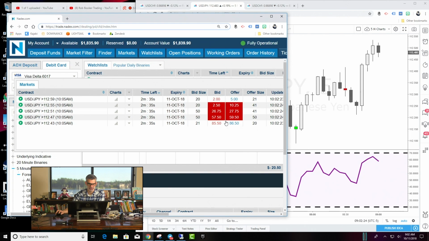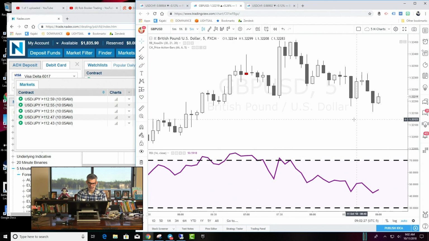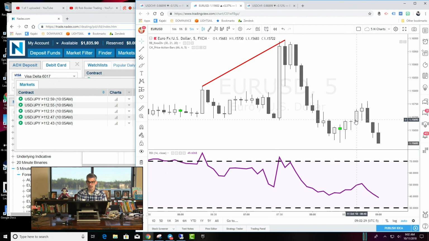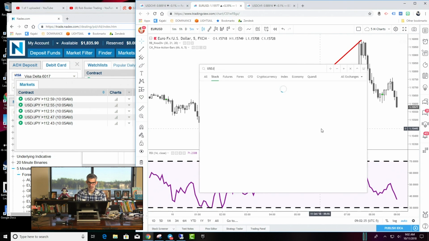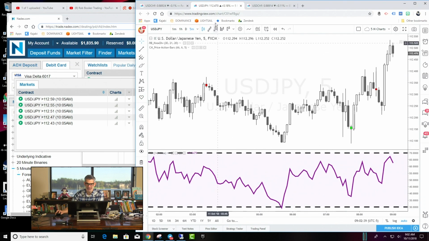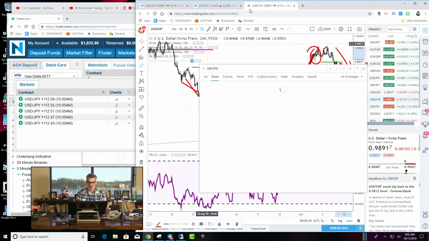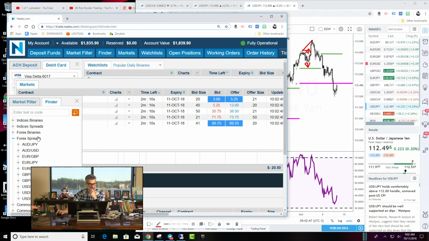Holy smokes. What's the British pound look like? Already made its move. Ooh, the euro. What are you doing? All right, let's go back to the dollar yen. This looks like pretty much garbage today. What are the longer-ish term charts looking like? Dollar yen might rise today. Maybe we trade something a little longer term today.